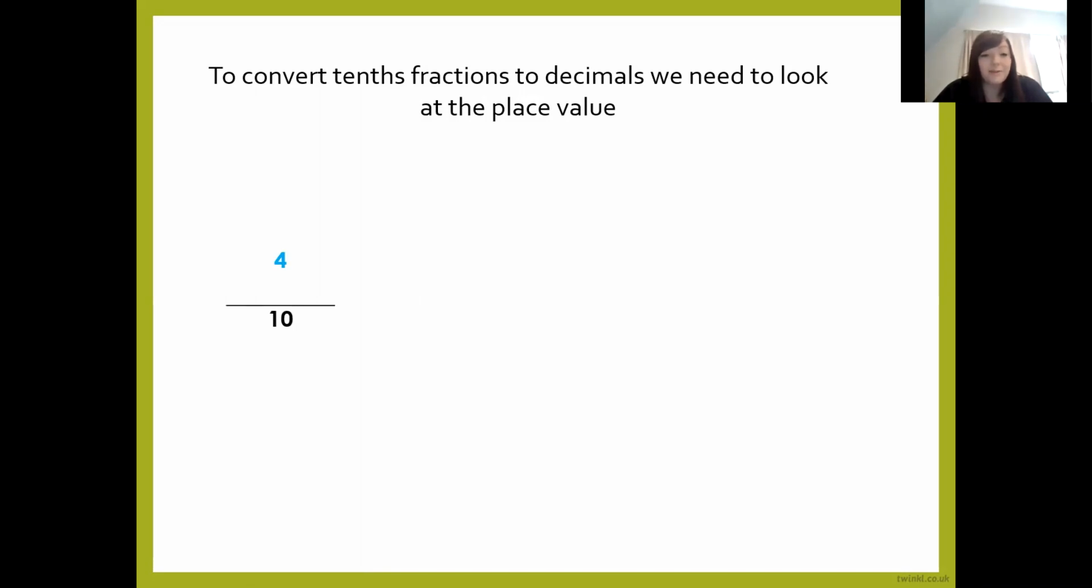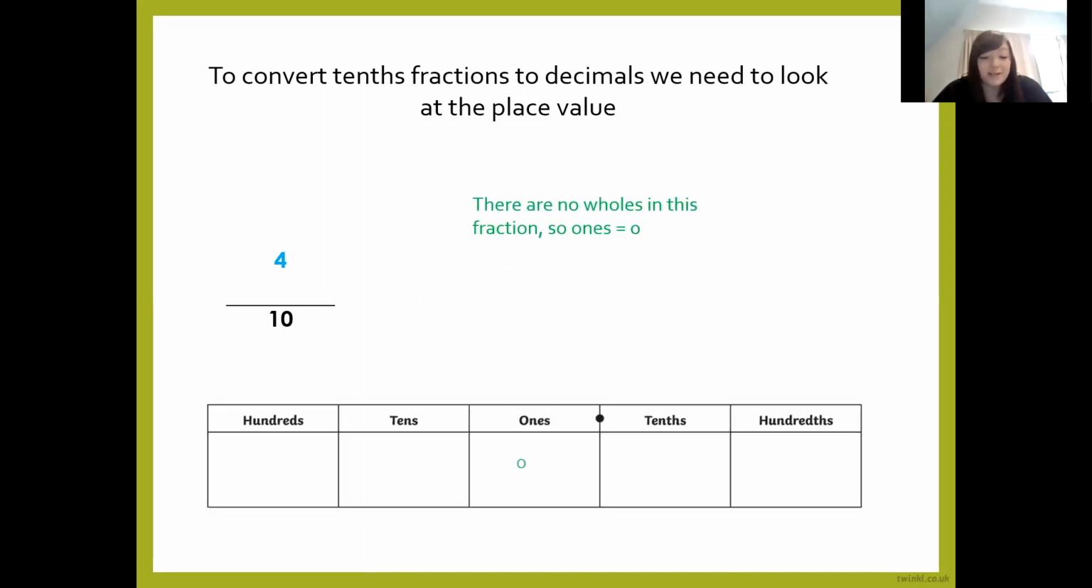So here we have 4 tenths. There are no whole numbers in this fraction. So in our place value grid, we put 0 in the ones column. We don't need to do 0 for the others. Then we looked at how many tenths the fraction was telling us. So we looked at the numerator, and that is 4. So we put 4 into our tenths column in our place value grid, and that is 0.4. So 4 tenths is 4 over 10, or 0.4.